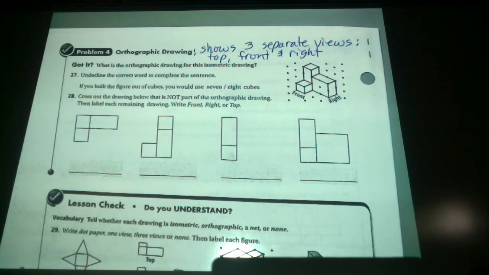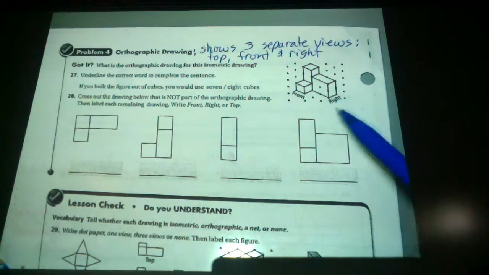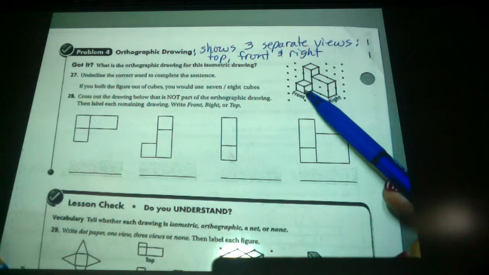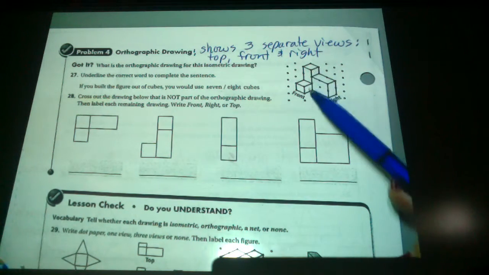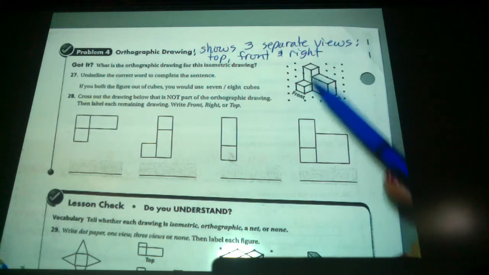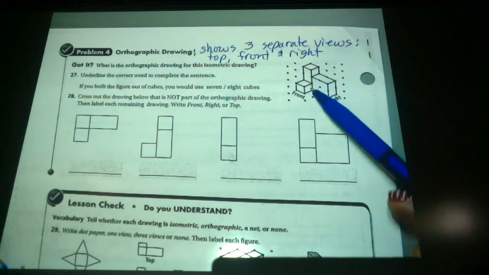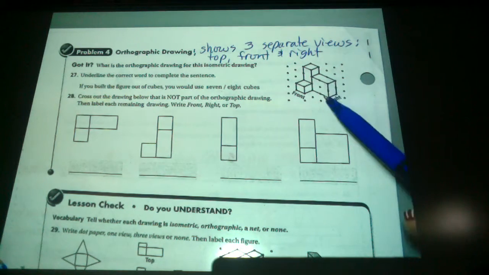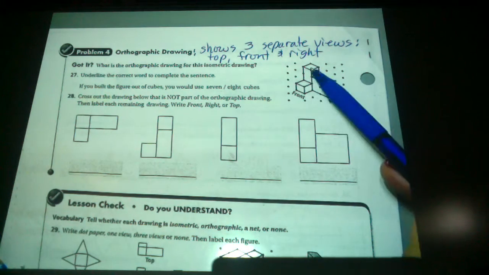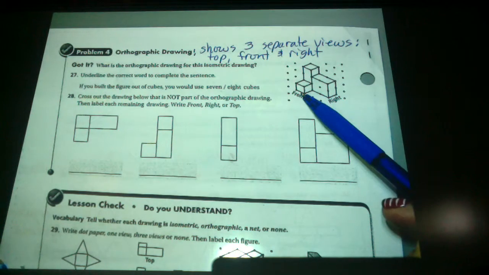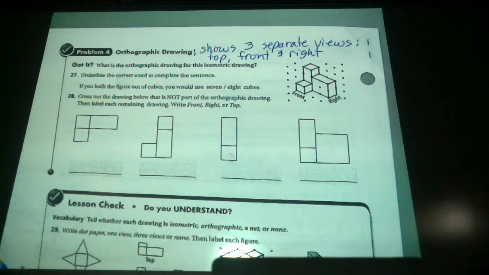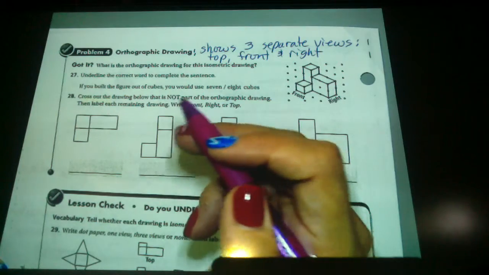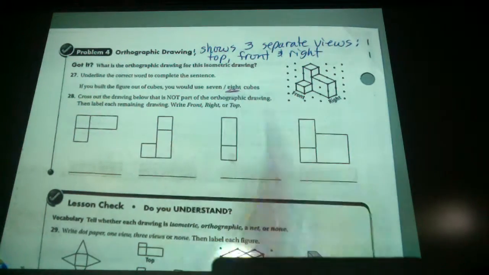So underline the correct word to complete the sentence. If you built the figure out of cubes, you would use 7 or 8 cubes. So in this one, we have 1 cube. How many cubes in this column here? 3. How many here? Yeah, 2 here and 2 here. So we've got 2, 4, plus 3 is 7, plus 1 is 8. 8, right? So we would have a total of 8 cubes.